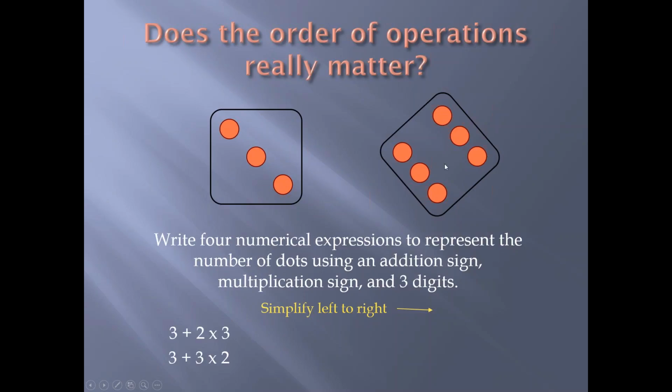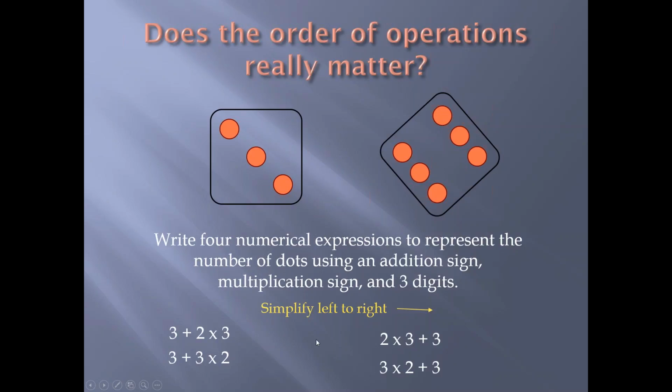You can represent this die as 3 times 2. Another expression that would work would be 2 times 3, this die, plus 3. And the fourth one would be 3 times 2 plus 3. And the students should all agree that these would be a representation of the dots on the dice.